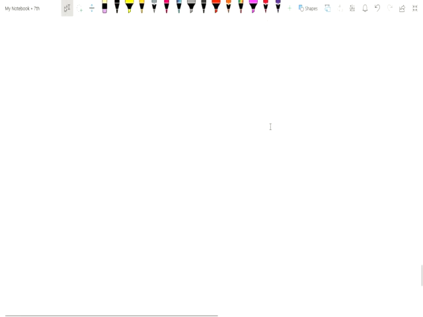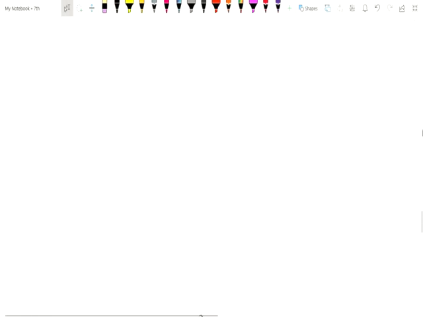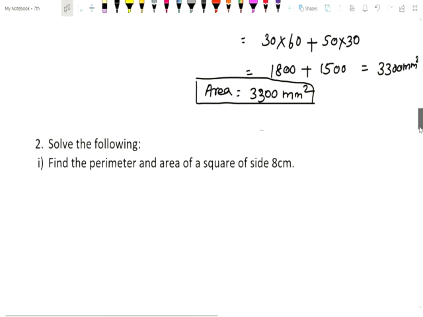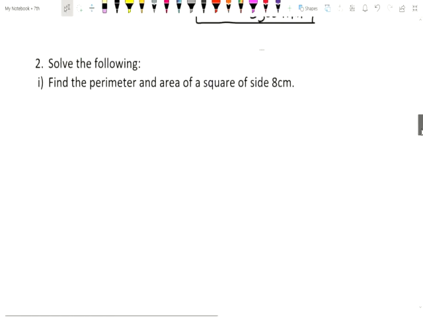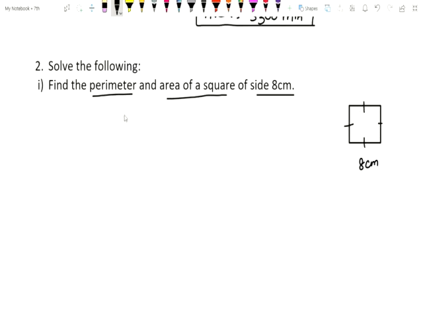Second one, solve the following. Find the perimeter and area of a square of side 8 centimeter. Okay. Here, what shape is given here, children? Square. Okay. The side of a square is 8 centimeter. In a square, all the sides are equal. So we need to find out perimeter and area.